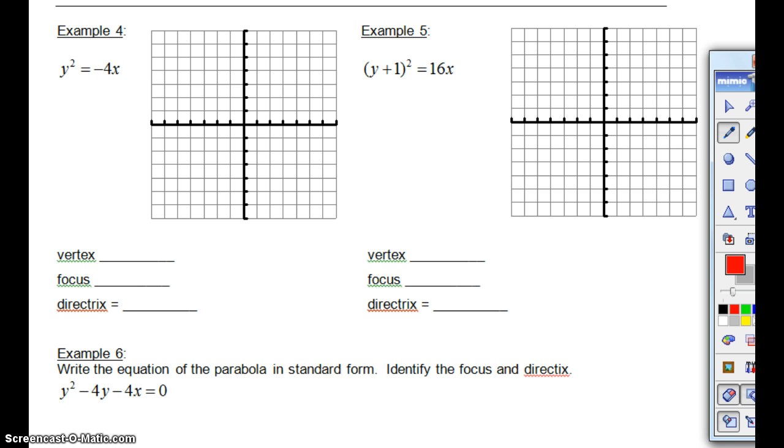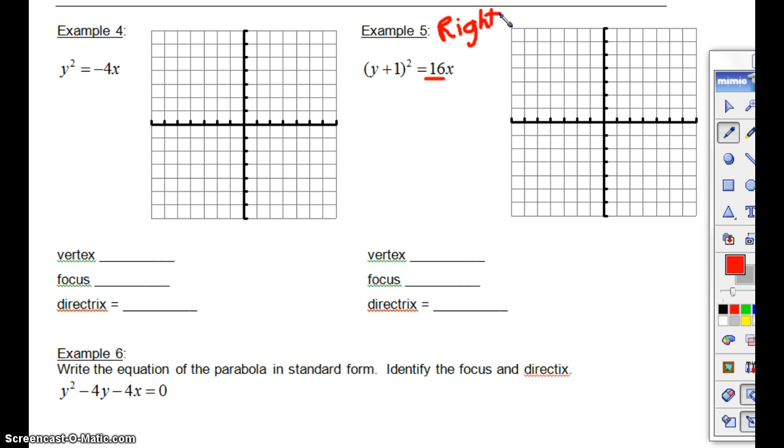So let's look at example 5 again, where we have (y + 1) squared equals 16x. First of all, whenever I'm working this one, I check to see that it's in standard form, and it is in standard form to begin with. It's in standard form because I have my y term that's squared on one side set equal to 16x. This parabola is going to open to the right because your 16 is positive.